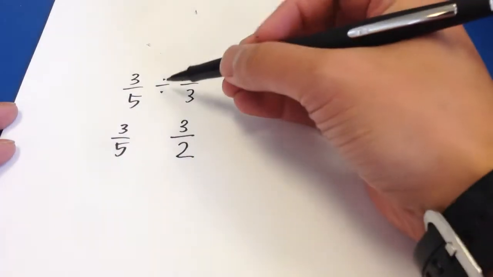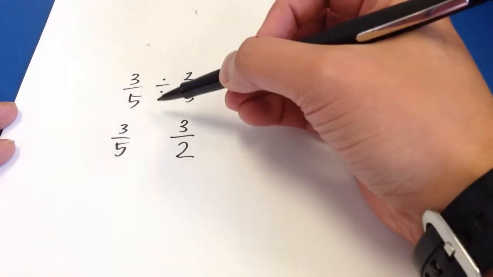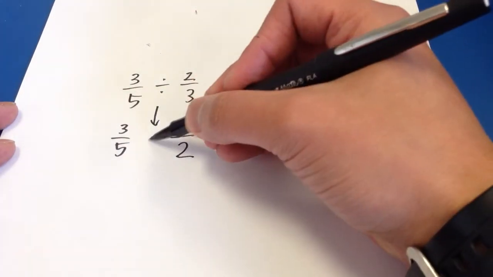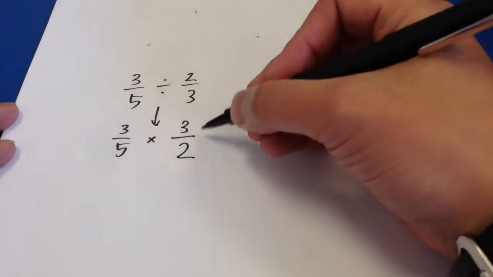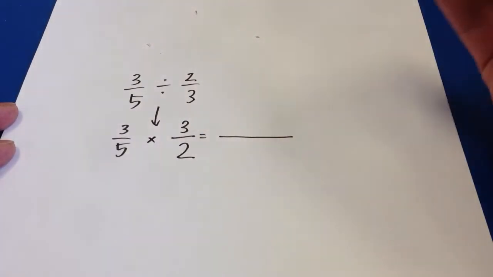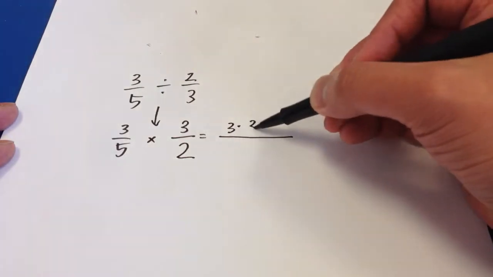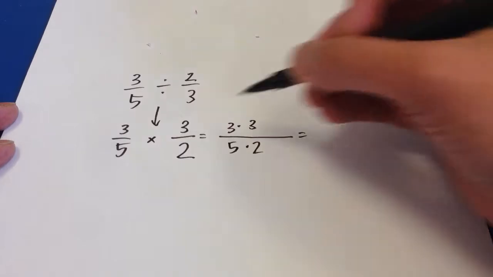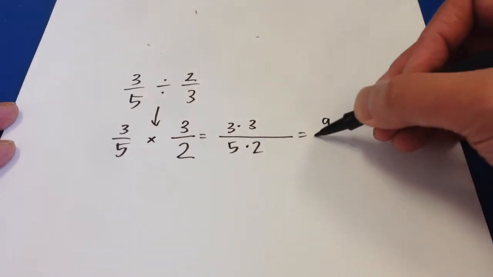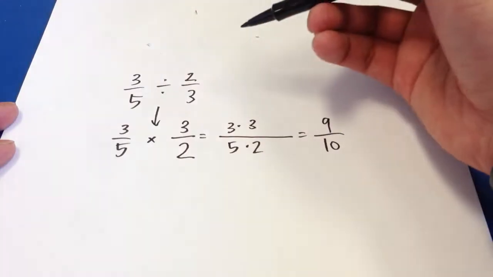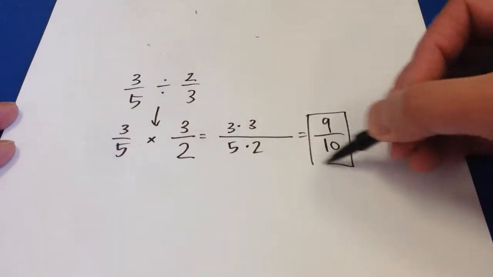My third step is I'm going to take that division symbol, and since division is the opposite of multiplication, I'm going to change that into multiplication. And then my last step would be to multiply and simplify. So when I multiply these, I have 3 times 3, and then my denominator I have 5 times 2. 3 times 3 is 9, and 5 times 2 is 10. So 3/5 divided by 2/3 is 9/10.